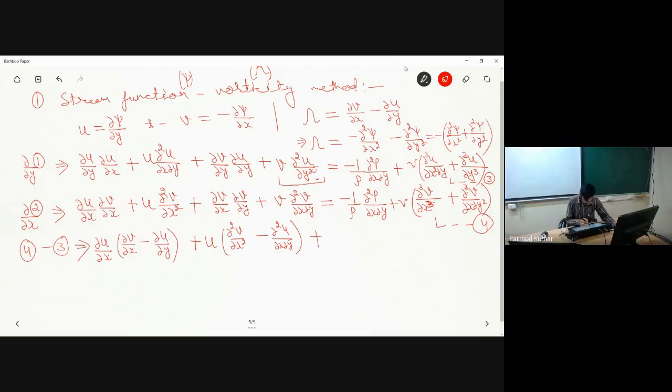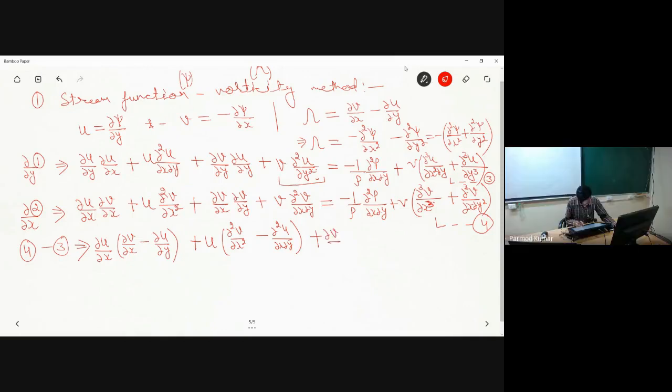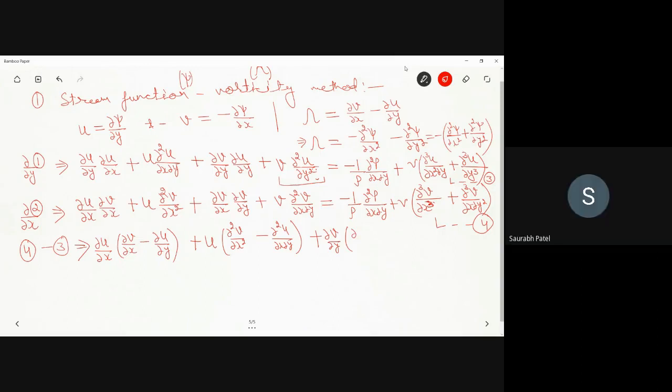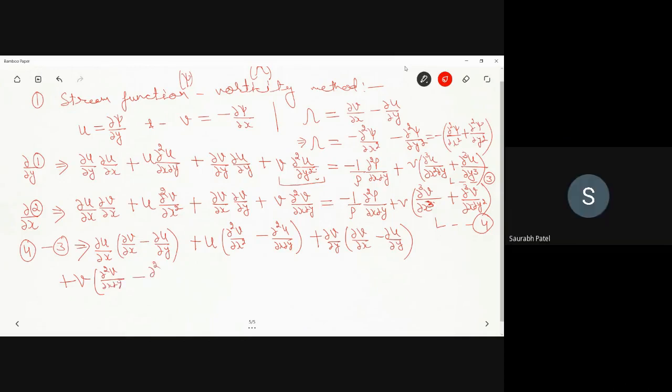Then what else am I having? v times, is there anything common? Del v by del y. So del v by del y is common. Inside I will be getting del v by del x minus del u by del y. Okay. What about pressure? Then we have one more term: plus v into del square v divided by del x del y minus del square u by del y square.